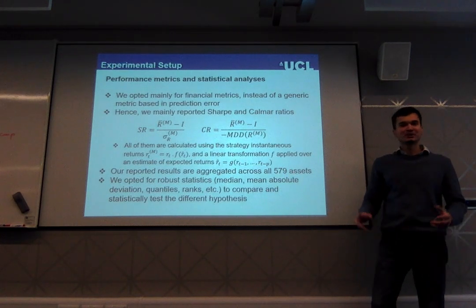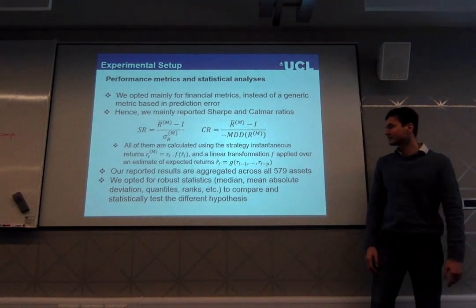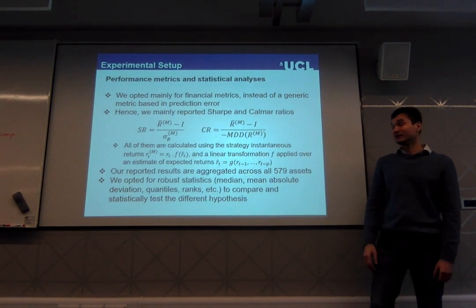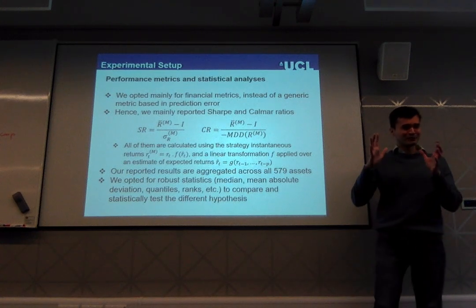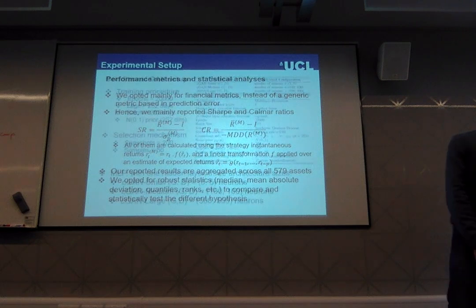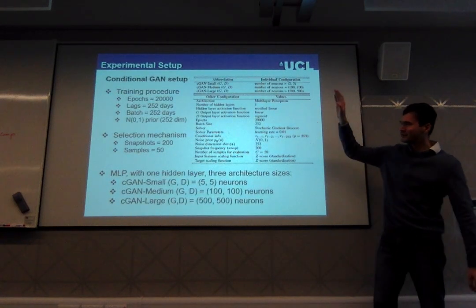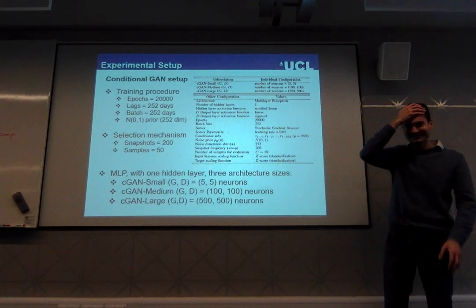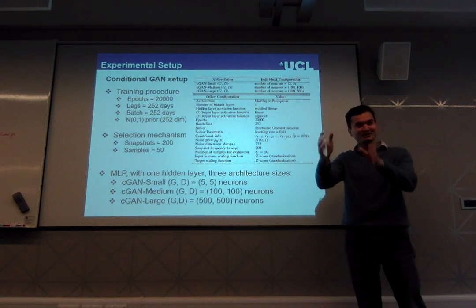Most of the time I'm reporting robust statistics like median, mean absolute deviation, quantiles, ranks, and I'm doing some Friedman and Holm tests to statistically compare the methods. So you can find everything in this. I did my homework, so it's very important. So this is usually the architecture. I try 3 architectures. For the current deep learning trend, I'm very shallow. So it's a multilayer perceptron.